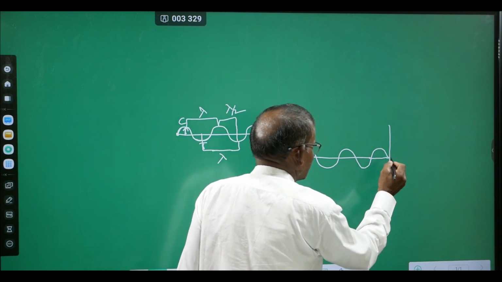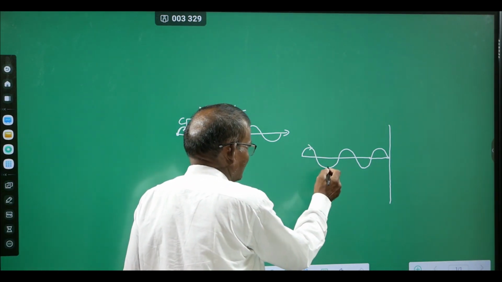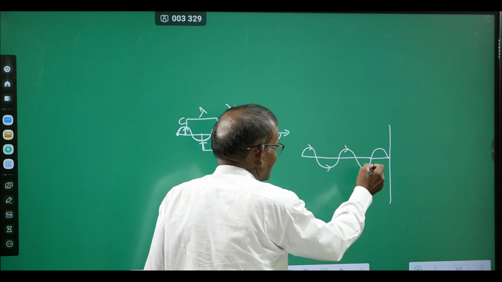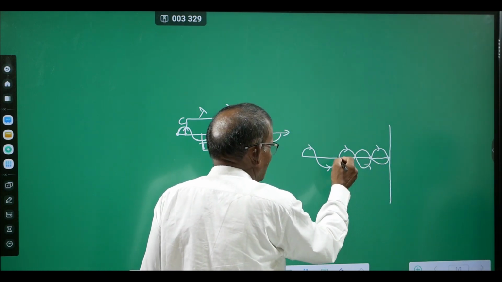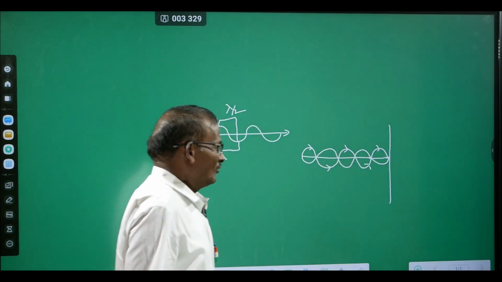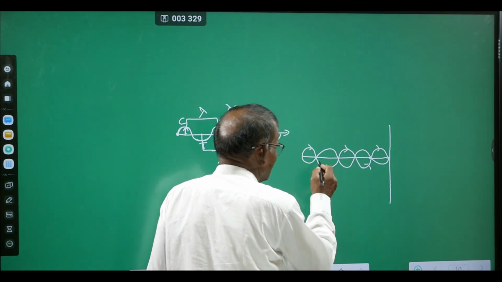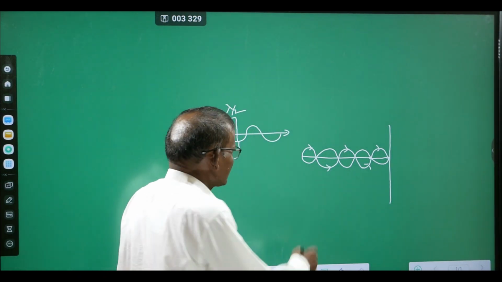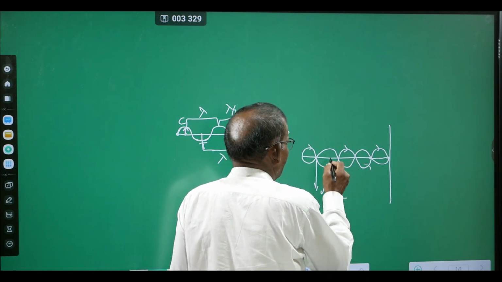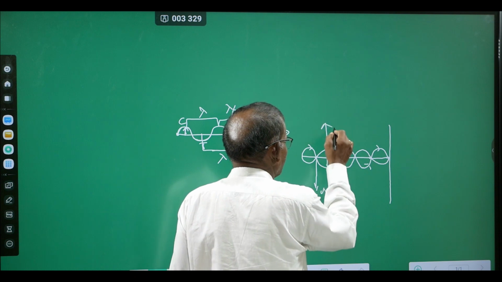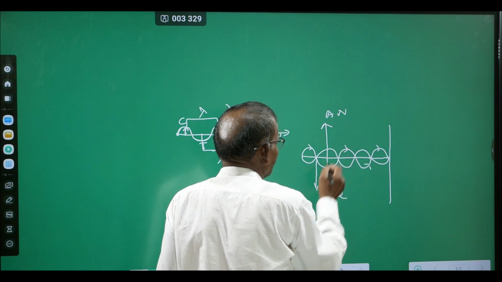Whenever this progressive wave reaches the wall, a wave reflects back, as shown in the figure, with the same amplitude and frequency. Now here loops are formed. At one place the vibration of the particle is almost 0. This we call a node. And at another place the vibration of the particle is maximum. This we call an antinode.